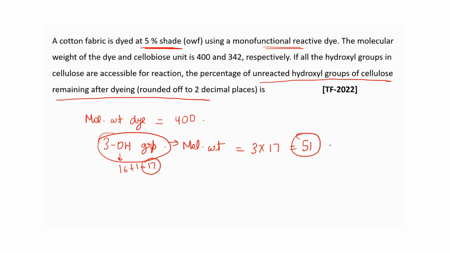Since it is written that all hydroxyl groups are accessible for the reaction, what is the effective weight? So this will react, the number of unreacted groups. So this is totally reacted. So the effective weight for unreacted would be: 400 is the total weight and it is reacted, so the effective weight of unreacted will come out to be 400 minus 51, which is 349. So percentage unreacted.